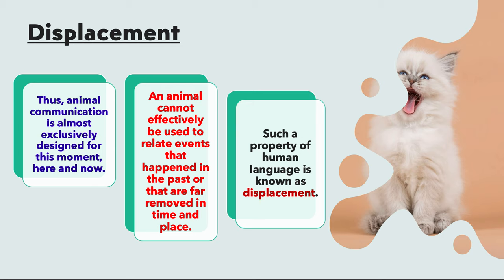Thus, animal communication is almost exclusively designed for this moment, here and now. An animal cannot effectively be used to relate events that happened in the past or that are far removed in time and place. Such a property of human language is known as displacement.